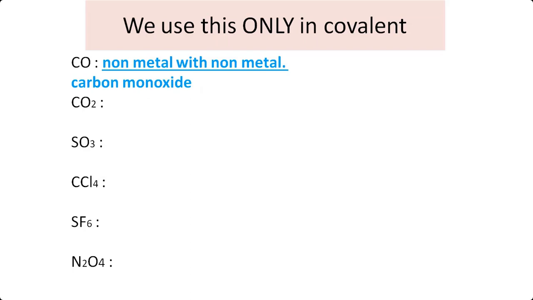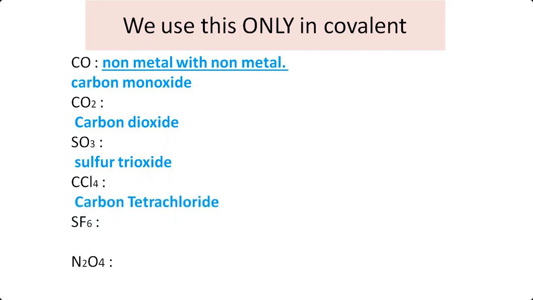The second one is carbon with 2 oxygens, carbon dioxide. Here we have carbon, and we have 2 oxygens, so we say dioxide. For sulfur, we have sulfur trioxide, because here we have 1 sulfur atom and 3 oxygens, so we say trioxide. And these are covalent compounds. CCl4: carbon and chlorine are nonmetals, so this is a covalent compound, and we call it carbon tetrachloride.